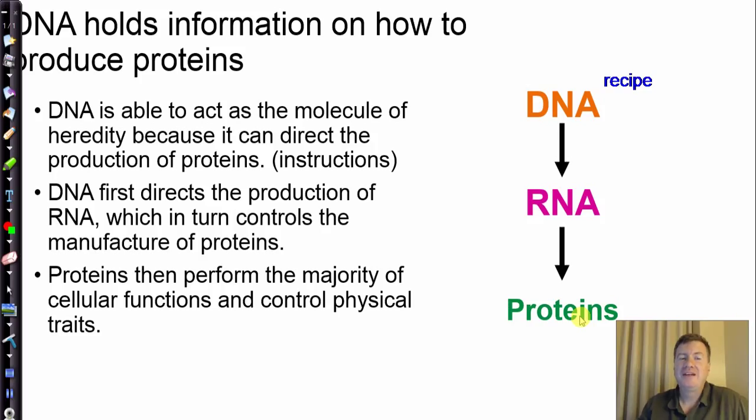So DNA is able to act as this hereditary molecule because in its order of A's and T's and C's and G's, it spells out directions for how to make everything from your hair color to the enzymes of your body to the structures of your body. How it does it is DNA is going to make a copy of itself in an RNA form. And we're not going to dwell on this process too much.